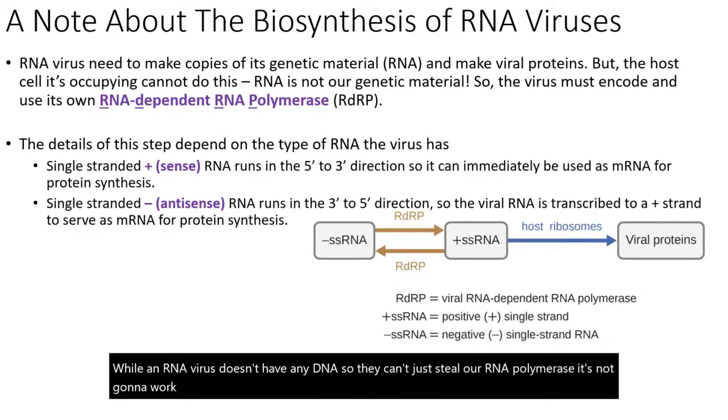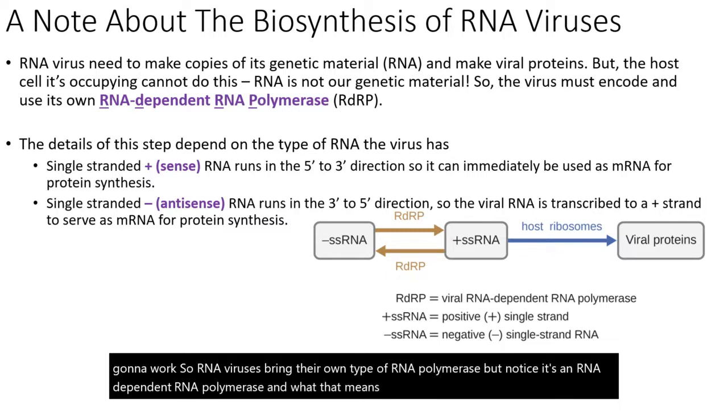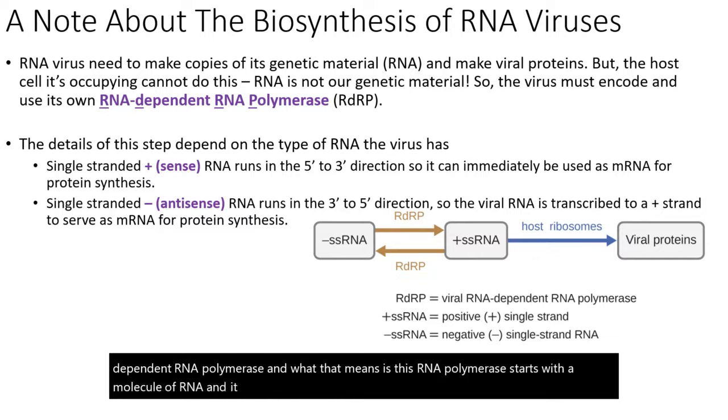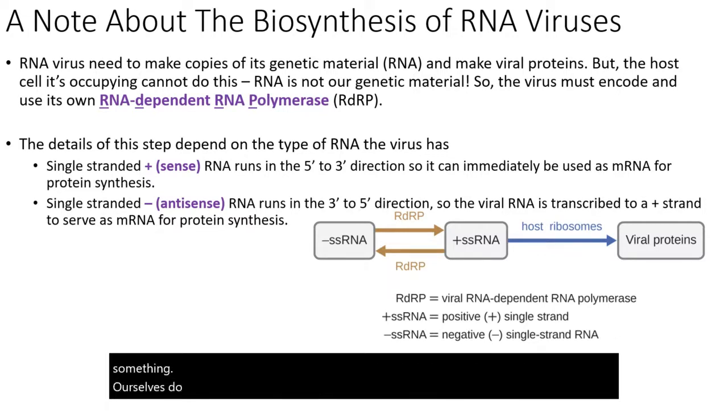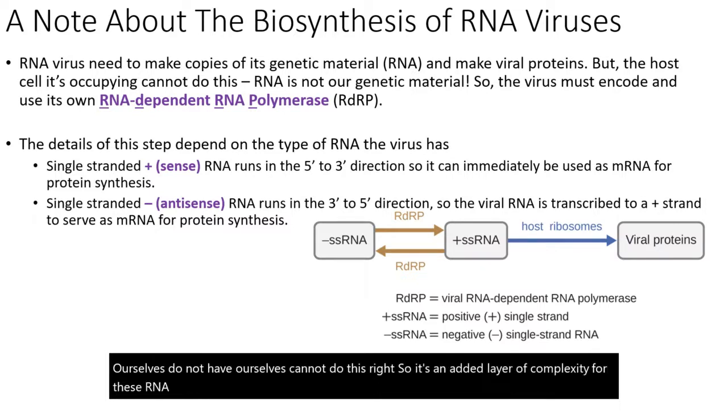So RNA viruses bring their own type of RNA polymerase, but notice it's an RNA-dependent RNA polymerase. And what that means is this RNA polymerase starts with a molecule of RNA and it creates an anti-parallel complementary RNA molecule, right? This is something our cells do not have. Our cells cannot do this, right? So it's an added layer of complexity for these RNA viruses.